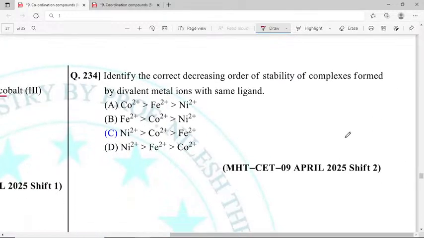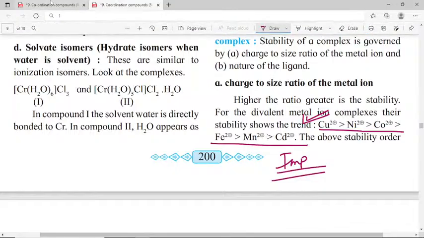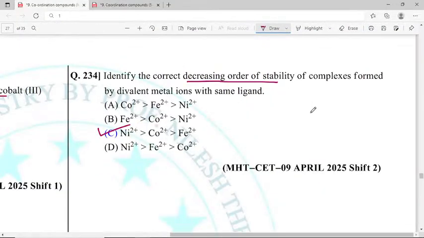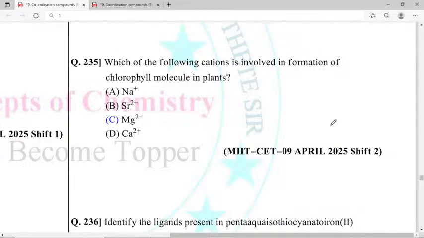Identify the decreasing order of stability. Same type of question: nickel, cobalt, iron. This is a question actually about charge to size ratio. Higher the ratio, greater is the stability. Which of the following cations is involved in formation of chlorophyll? Magnesium.